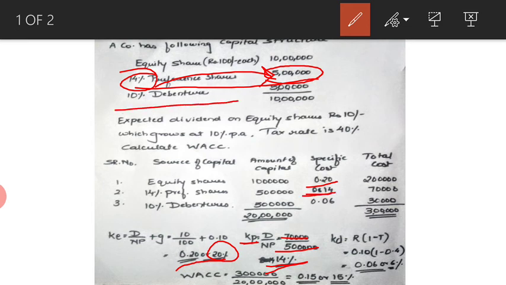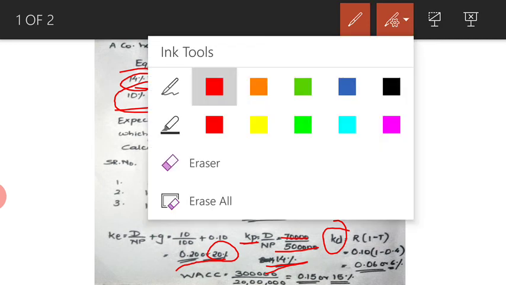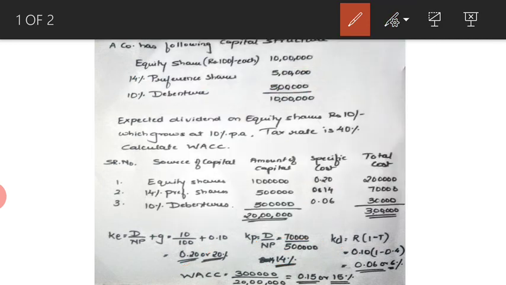Coming to the last one, that is debentures. So debentures means we have to find out KD. So what KD in that? Should we use redeemable, irredeemable, par, premium, discount? First of all, no maturity is given, so it is irredeemable. Over that, they have not given premium and discount, that means it is at par.